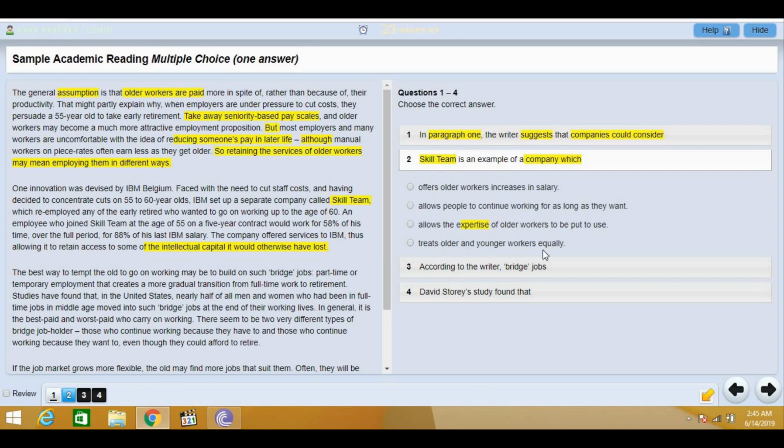Treats older and younger workers equally. There is no mention of that. So I value this answer as the correct answer. Then next one.